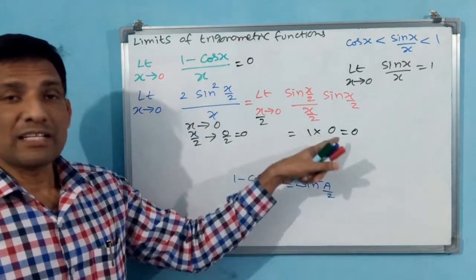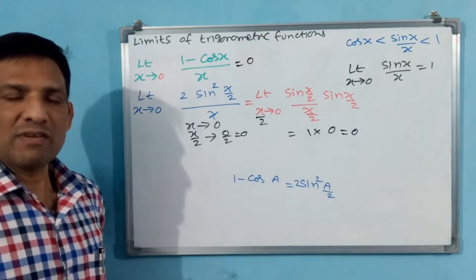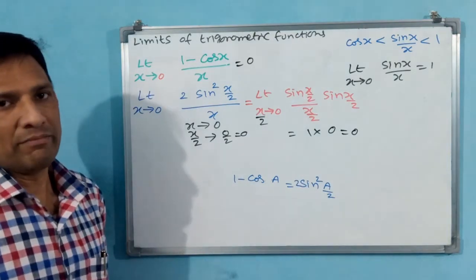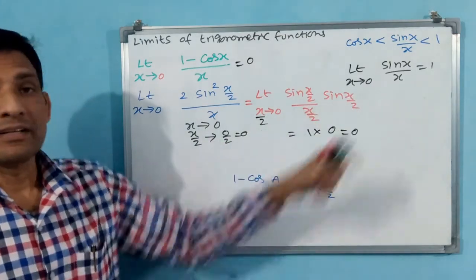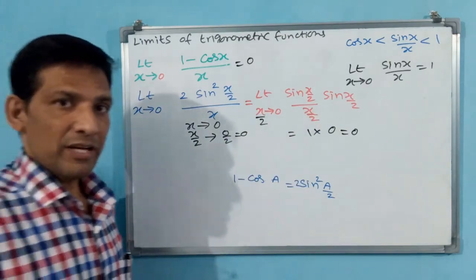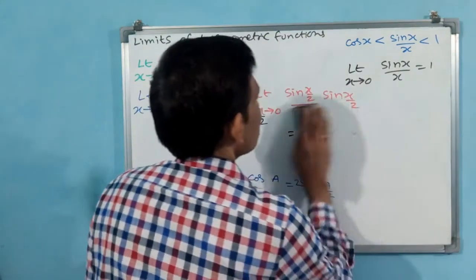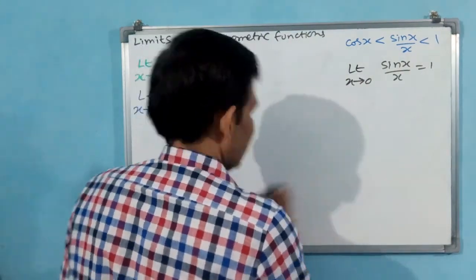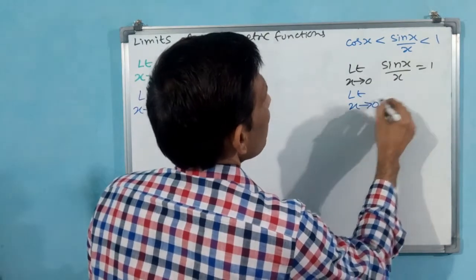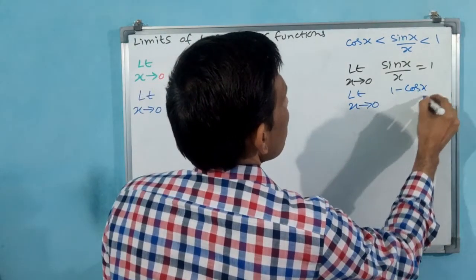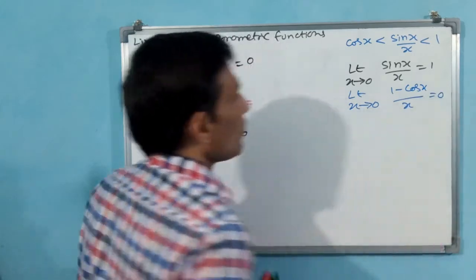Now case 3 has become case 1. Case 1, whether 0 or some other value will come. Okay? Shall I write this here? Second theorem. Okay, proof. Limit x tends to 0, 1 minus cos x by x is equal to 0.